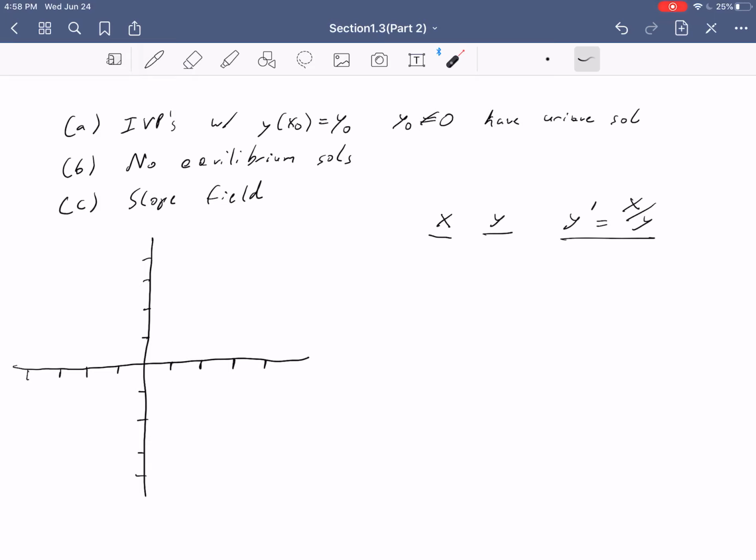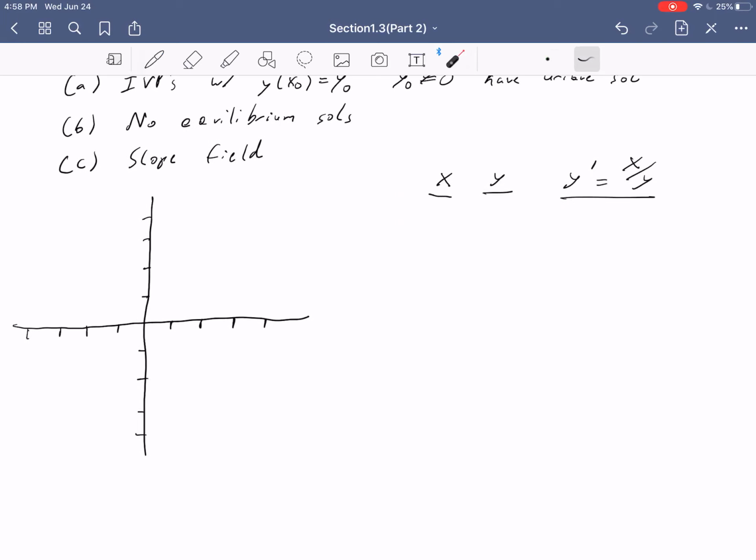But the efficient technique is to try the isocline method. So before we try to do this, if we want, we can always come back to this and fill this in with extra ones, but let's try this isocline method.